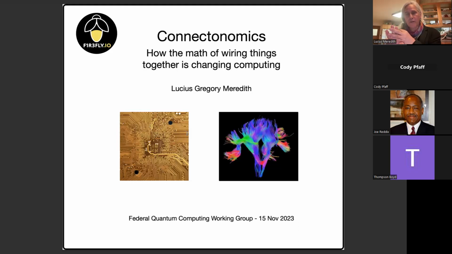All three of these models, the strength of the models is that they have provided a different way of thinking about the wiring of things. So with that, I'll stop and take some questions.